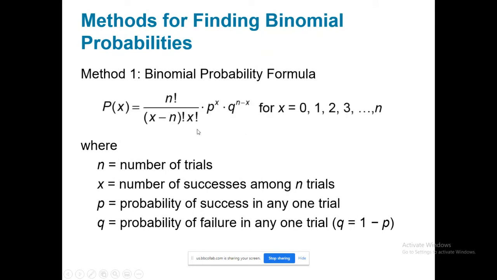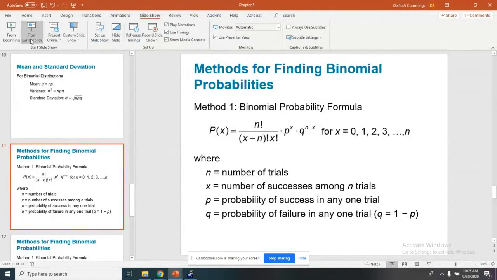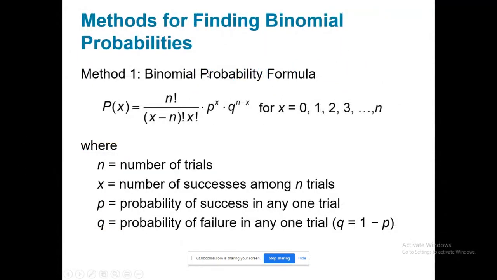And lastly, we have, I guess I'll leave this in here. There's actually two ways, or two formulas, we can calculate binomial probabilities. One method is this formula. P of x is equal to n factorial divided by the quantity n minus x factorial times x factorial times p to the x times q to the n minus x. Right, so this is one formula you can use.